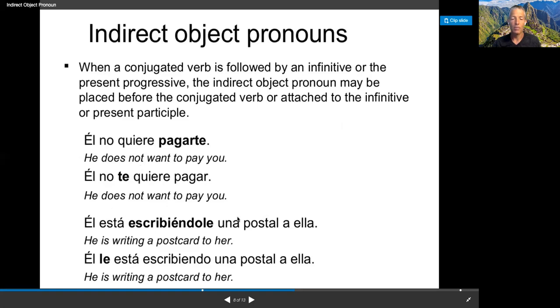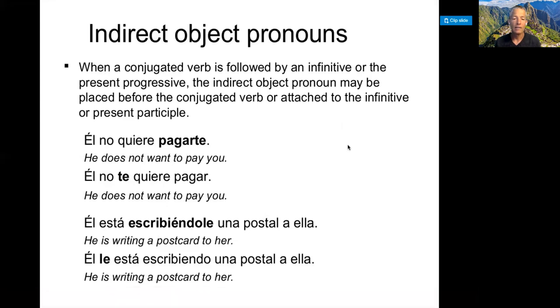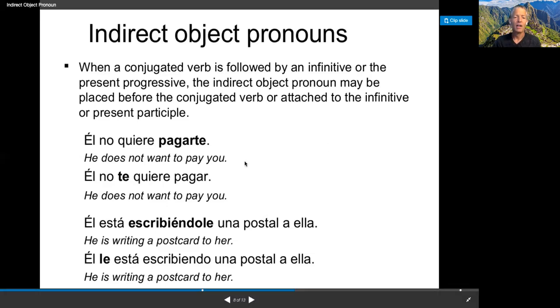Here's an example with present progressive. Él está escribiéndole una postal a ella. Él le está escribiendo una postal a ella. They both mean he is writing a postcard to her. What's a postcard? No, I'm kidding. Le can go before está, which is your first verb, or it can go after escribiendo, which is the second verb.